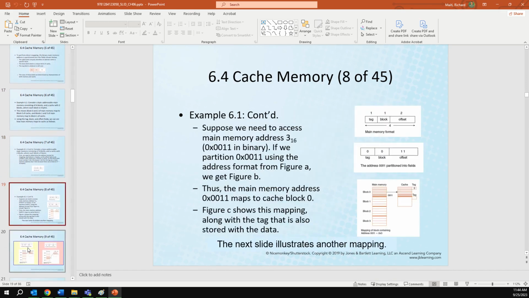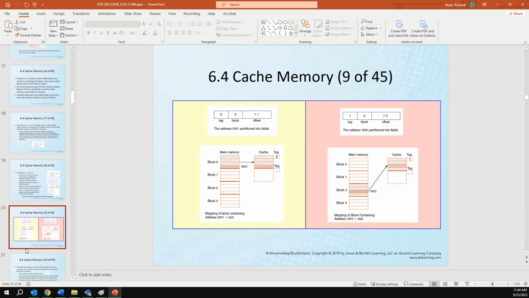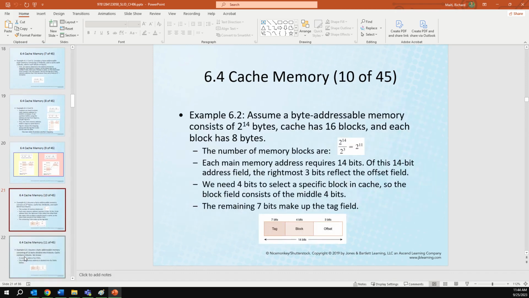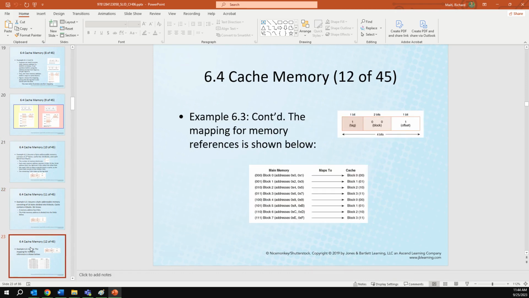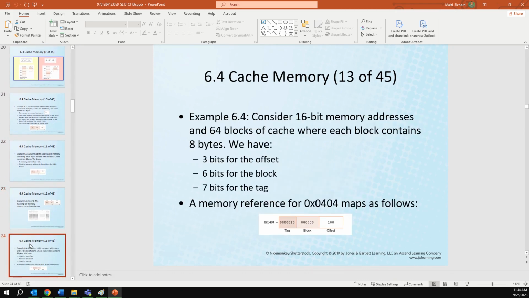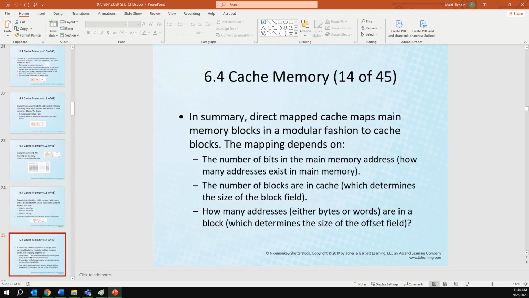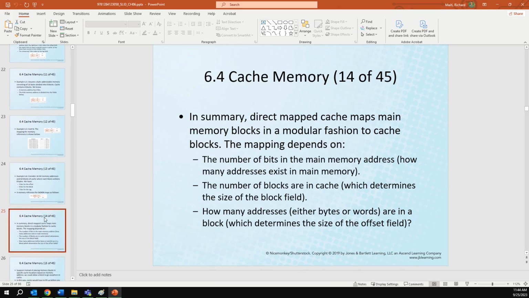So you can take a look at these examples. A number of block access that it accesses. So direct map cache maps memory blocks in a modular fashion. So that means the number of bits in the memory address, the number of blocks in the cache, how many addresses are in the block, and so forth.